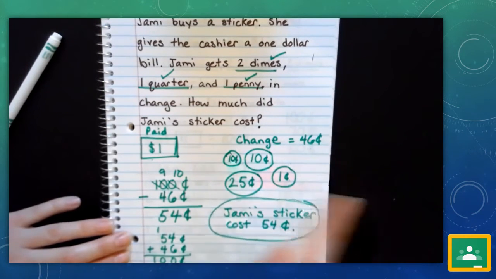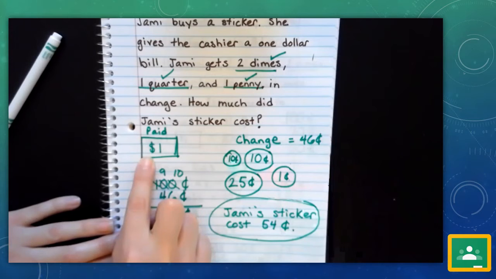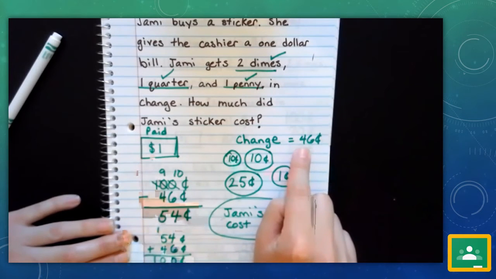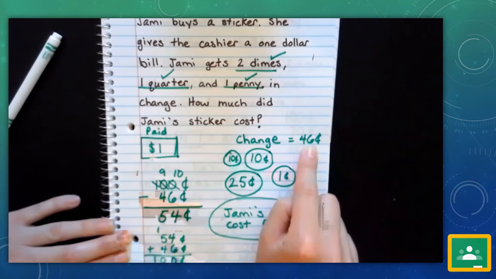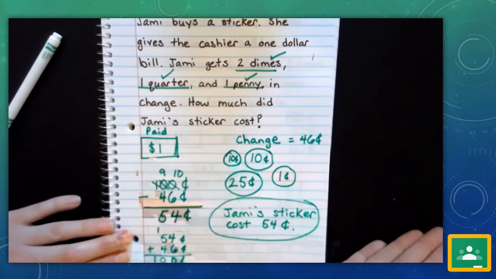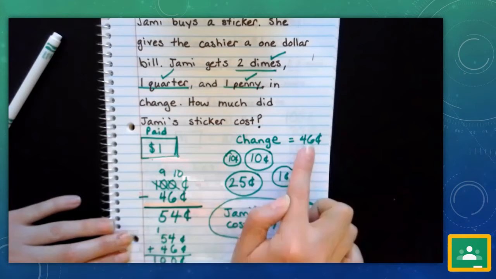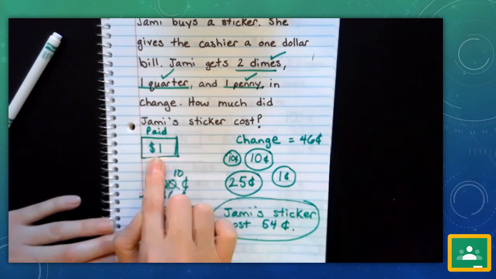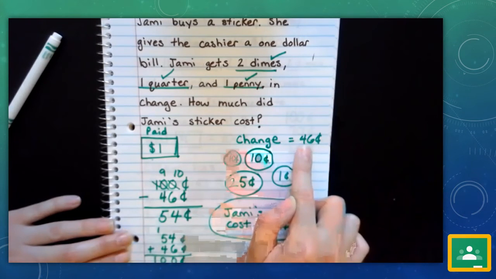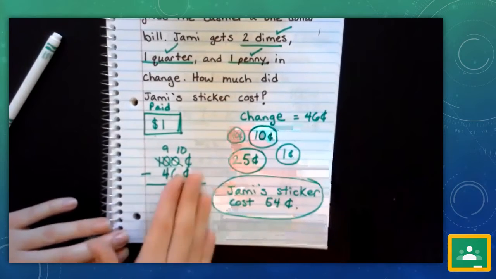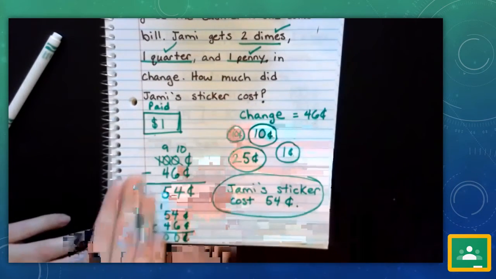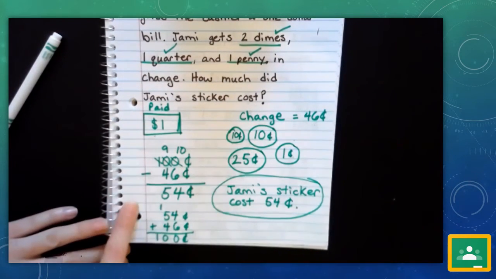So now I know that Jamie paid with $1. I know that she got 46 cents back in change. So if I want to figure out how much her item costs, then I need to find the difference between $1 and 46 cents. So down here, I just used one strategy. I just used vertical form.